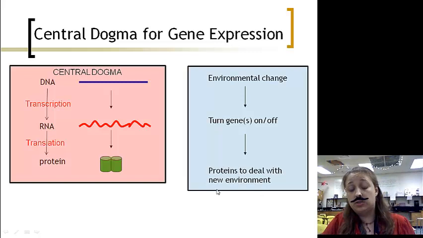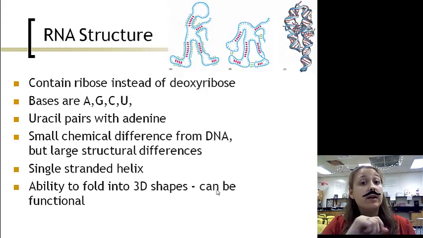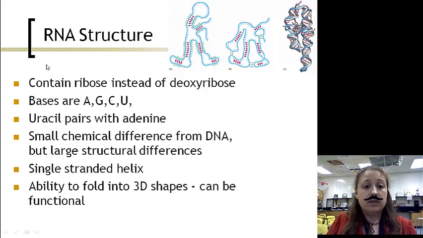RNA is different from DNA. It's ribonucleic acid instead of deoxyribonucleic acid. So RNA contains the ribose sugar instead of the deoxyribose sugar. The bases are adenine, guanine, cytosine, and uracil. There's no thymine; there's uracil in RNA. Uracil pairs up with adenine.